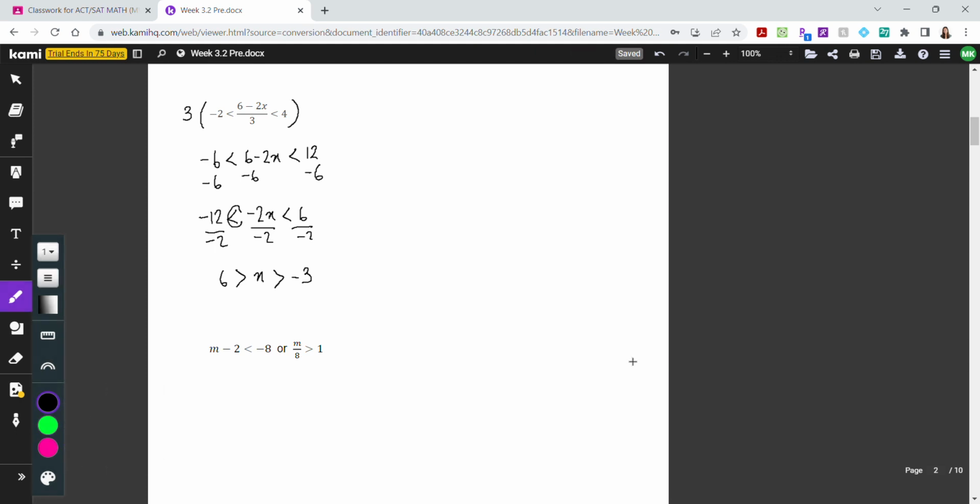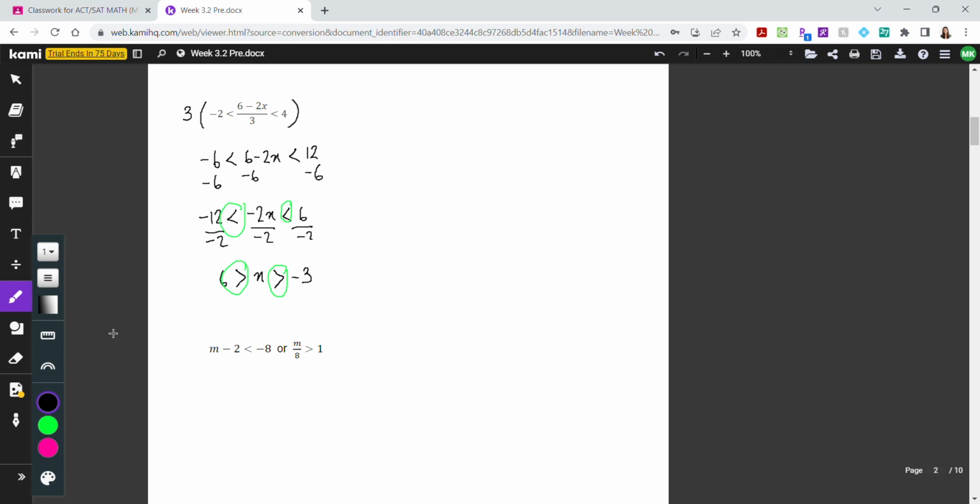Look at that. Oh, that's supposed to be a different color. Whoops. Give me a second. So as you can see, the signs have flipped into the other direction. And this is what happens when you divide or multiply the inequality by a negative number.